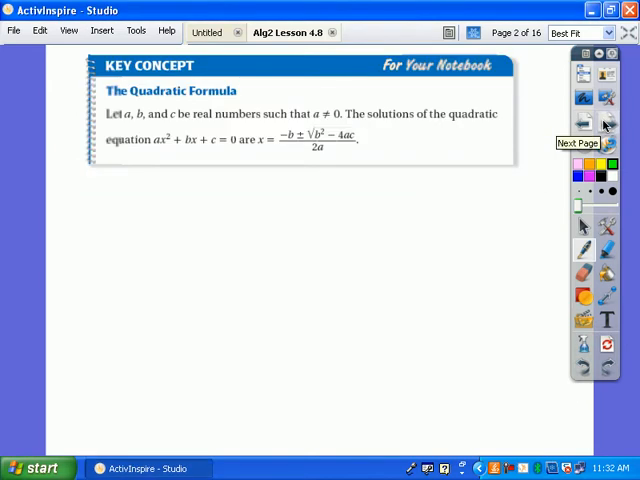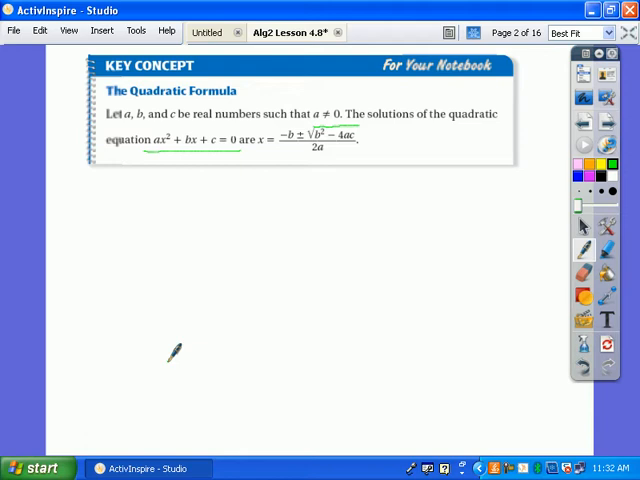So just to get it out of the way, this is the quadratic formula. X equals negative b plus or minus the square root of b squared minus 4ac all over 2a, as long as we have a quadratic that's written in the form ax squared plus bx plus c equals 0. This also means that we're going to have to set the quadratic equal to 0 so that we can pull out what a, b, and c are.